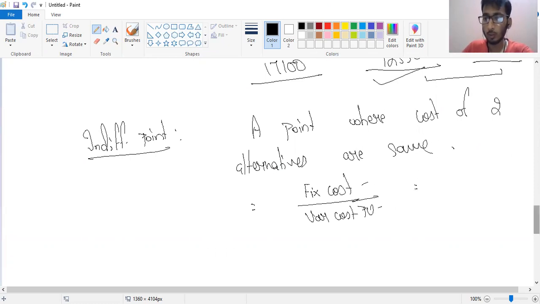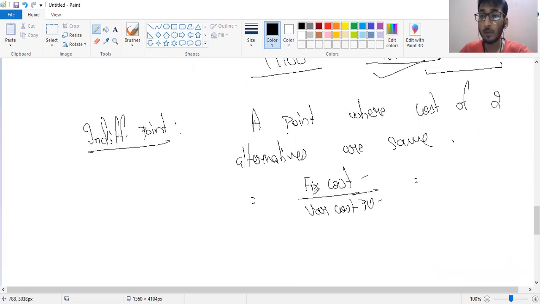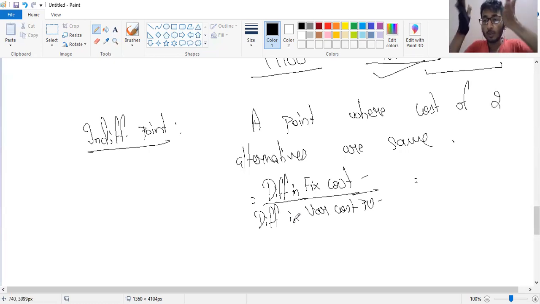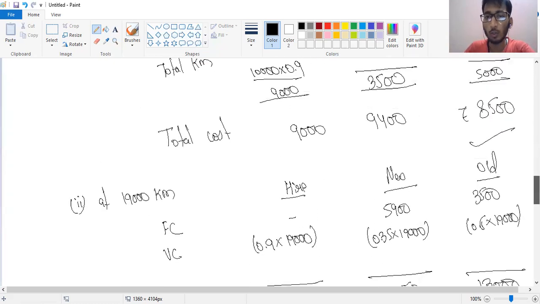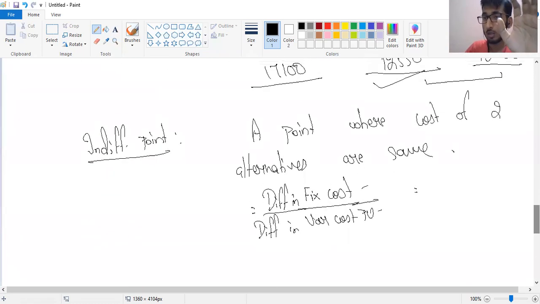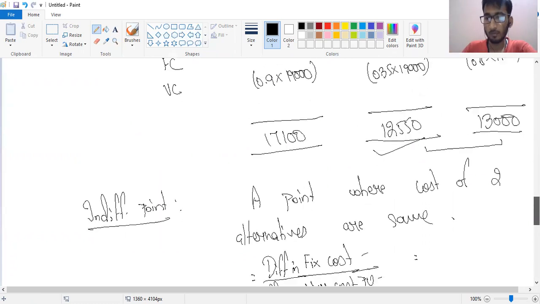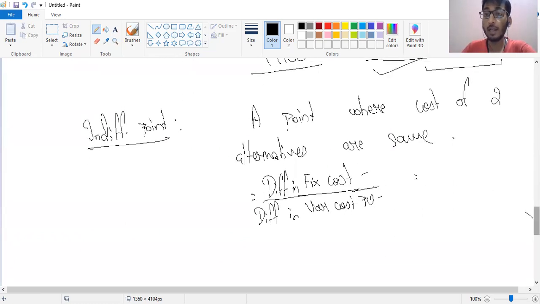So this is going to be the formula. I hope you understood this. Here it would be the difference. At what point would the difference in fixed cost be covered by the difference in variable cost? You can imagine what I'm saying. When we solve this, we will get the point.